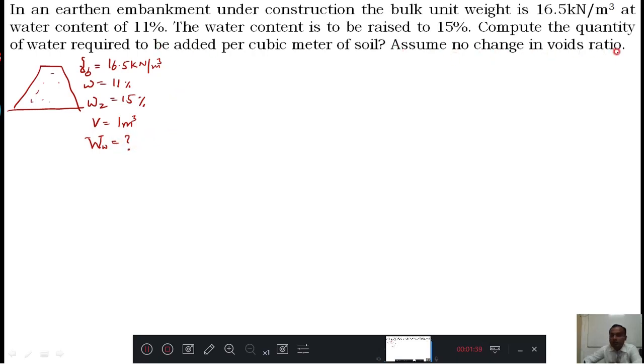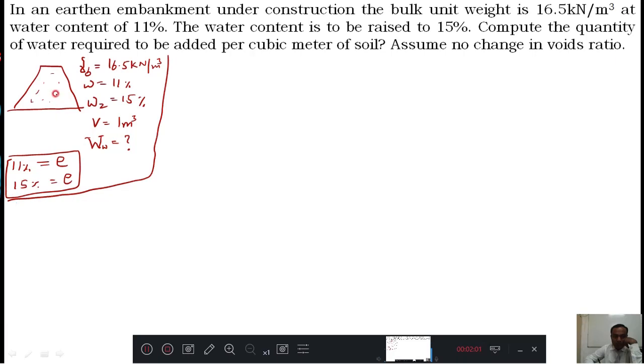Assume no change in void ratio. Whatever the value of e was when the water content is 11%, after increasing to 15% the void ratio is also the same. This is the understanding of the problem. It is practical: they are constructing an embankment, they got a density and water content, but they want to increase it, which means they have to add water. Actually water we bring in liters, I will explain that later. First we will calculate the weight of water we need to add.